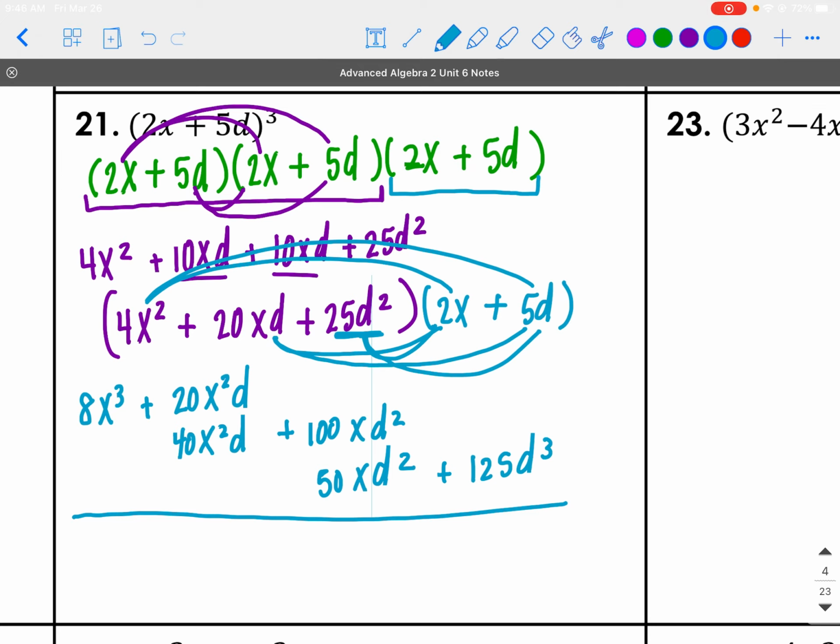Shoo. Combining like terms, 8x cubed plus 60x squared d plus 150xd squared plus 125d cubed. And this is the correct order because if we look at our x's, the exponents always get smaller, and that's fine to write it that way.